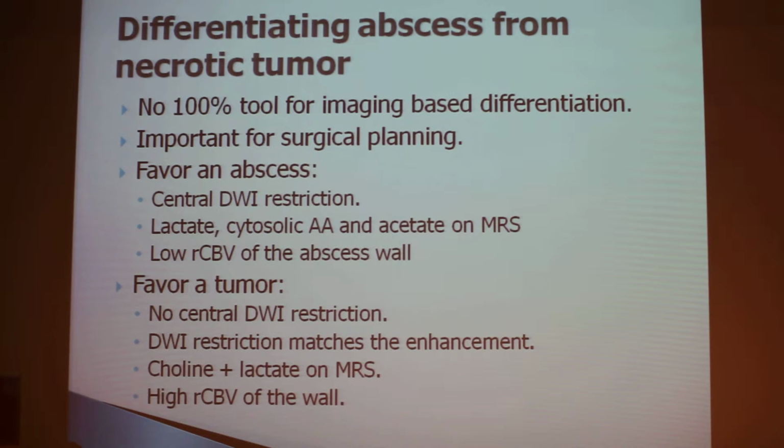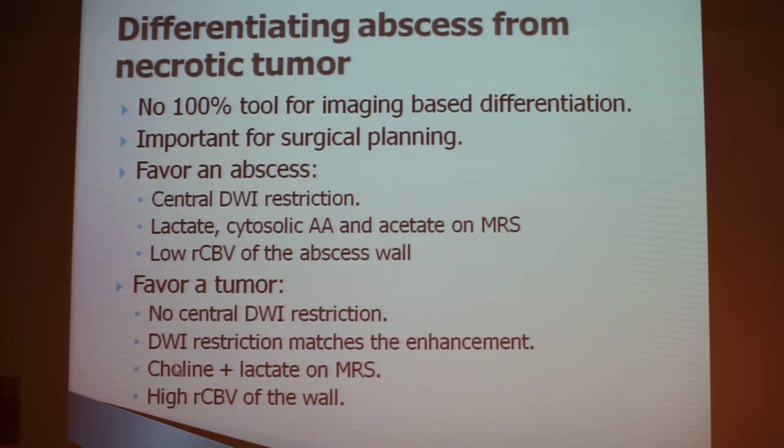So when we favor an abscess, if you see the central DWI restriction, you can use MRS, where when you see lactate, cytosolic amino acid at 0.9 ppm or acetate at 1.9 ppm, then you should think of an abscess, and you see low rCBV at the abscess wall on perfusion images. And you favor the tumor if there is no central DWI restriction, or if the DWI restriction matches the enhancement, and we'll see an example of that.